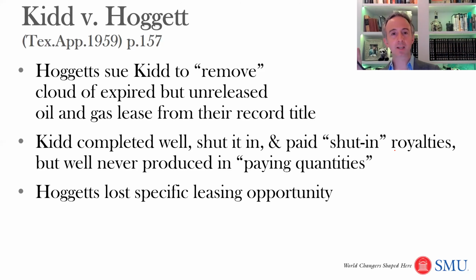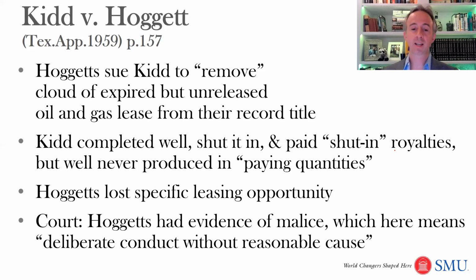Kidd claimed that he still had this well on the property and still had the exclusive right to produce under the lease. And that lost the Hoggets an opportunity to lease it to someone else. They wanted to say, basically, Kidd, you had your chance, you found nothing, you didn't get a well, let us lease it to somebody else who will give us a new bonus and can actually operate this and produce some oil and gas so we get a royalty. But that other company, when they saw that Kidd was still claiming that he had the exclusive right to produce under the lease, backed out.